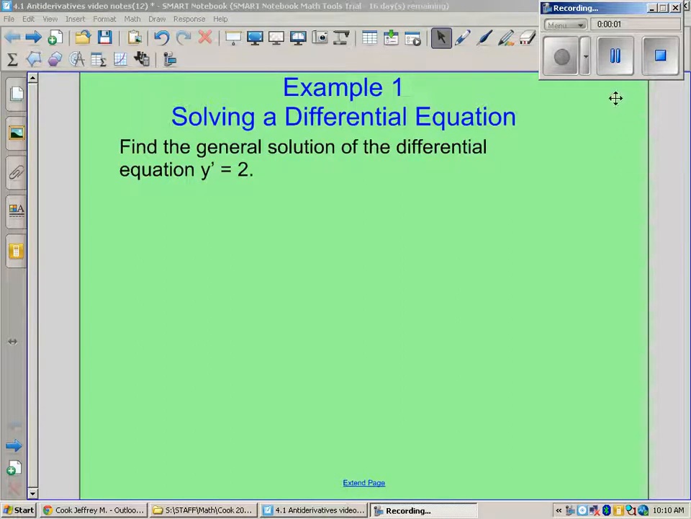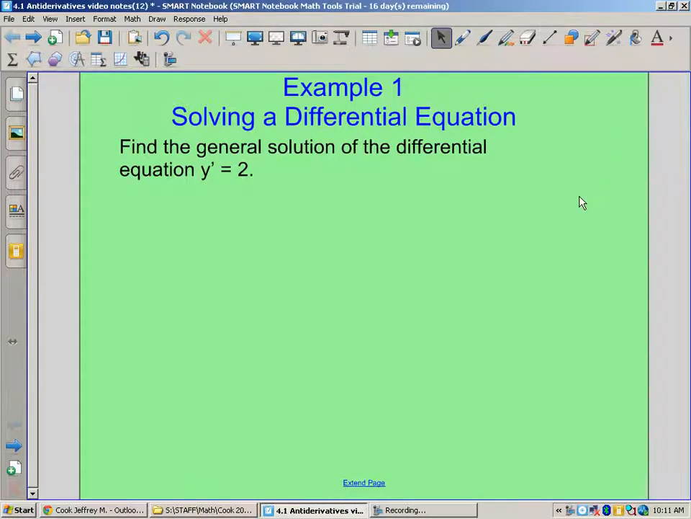Hello and welcome to section 4.1, Antiderivatives. In this section we are going to be basically working backwards from a derivative function. So we're going to have a velocity function and we're going to work backwards to find position functions as we work through this. The first one here asks for a general solution. We'll talk a little bit more about what a general solution means.